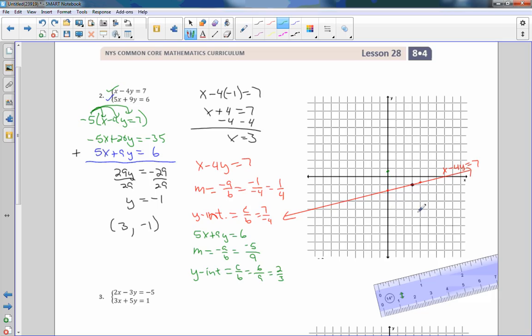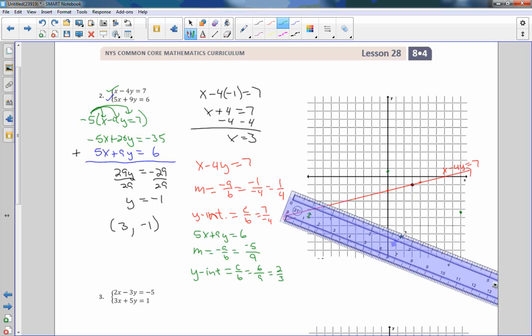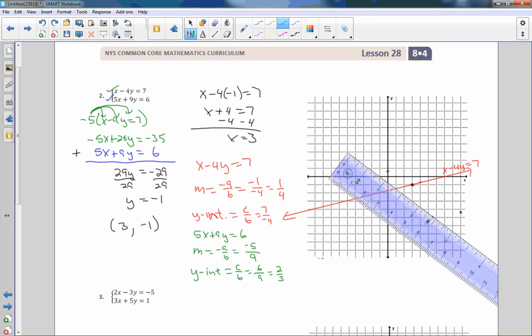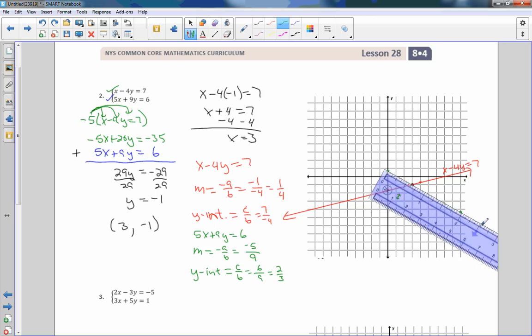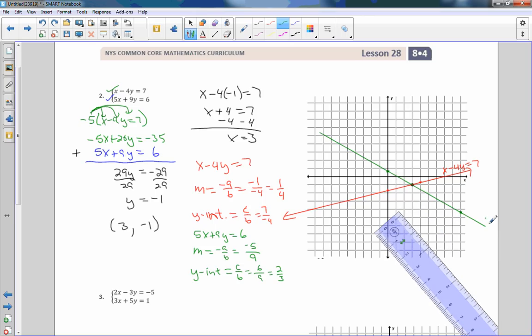I'm going to have to do multiples. Okay. I'm going to multiply the top by 3 and the bottom by 2 to get rid of the x's. So 3 times 2x minus 3y equals negative 5 is: distribute 6x, distribute minus 9y, distribute negative 15.